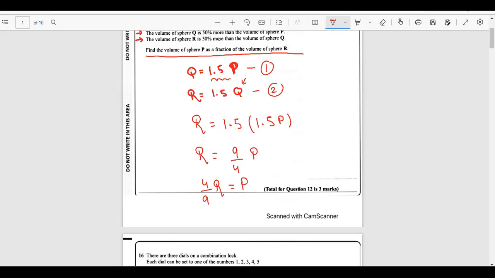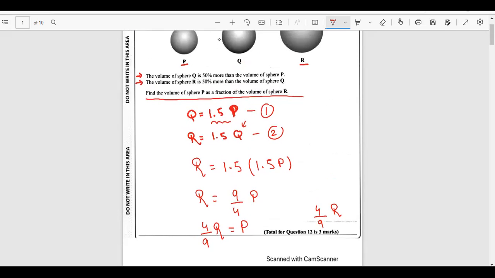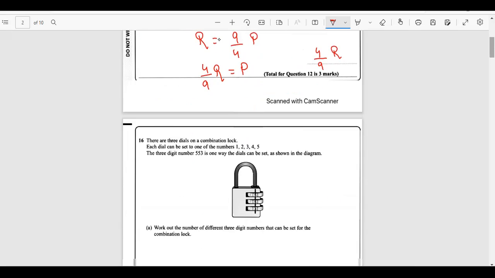So this is going to be, you can either write it down as 4 by 9 or you can write it down as 4 by 9 R. Both the answers are acceptable, okay? So is that okay? Yeah, that makes sense. Okay, all right, perfect. So this was the first question.